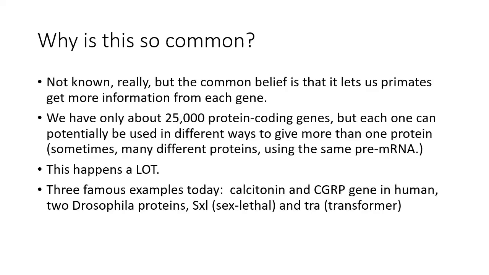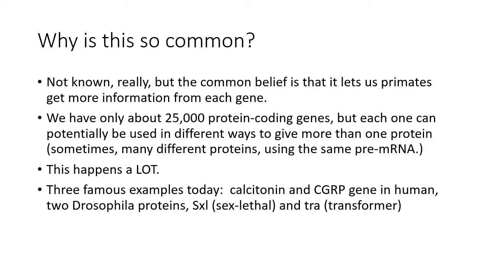We have only about 25,000 protein coding genes approximately, but the fact that each one can be used in multiple ways to produce different proteins explains how diverse our proteome is compared to the number of genes we actually have. This happens really quite a lot in mammalian RNAs.